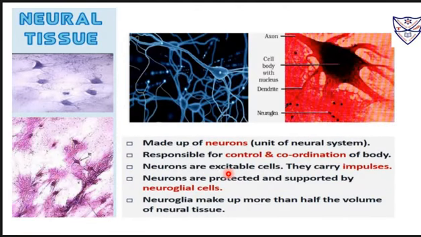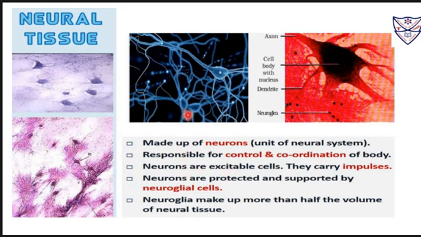Next, let us look at the neural tissue. So neural tissue is obviously part of our nervous system, that is our brain. They are made up of neurons. They are responsible for control and coordination of the body. The brain needs to control all the organs of the body. So it is very important that the brain sends these signals all throughout the body. So the brain does this with the help of neurons or the neural tissue.